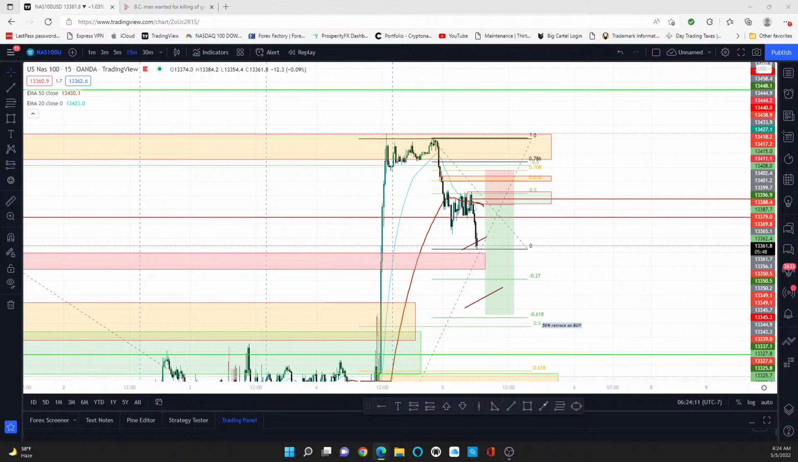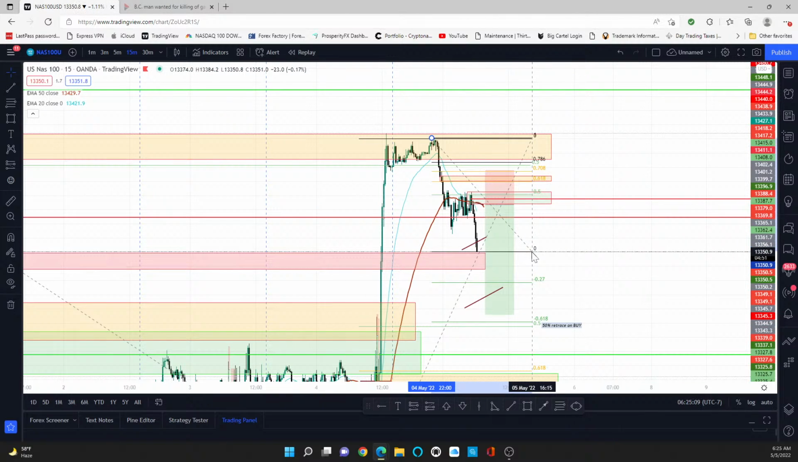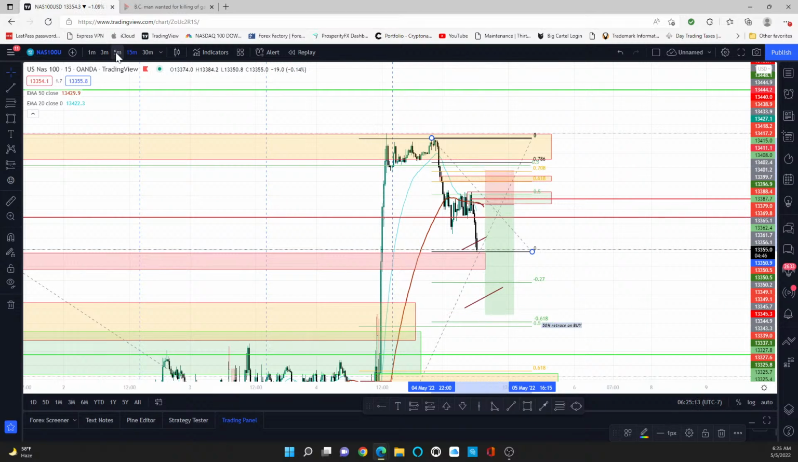Got a few minutes left till open, about 6 minutes. So let's see. See what we got right here. Alright. Man, that thing is still pushing. Hopefully we get a little bit of retracement right here. I don't want it to push too deep. But yeah, hopefully we see a little bit of retracement right here.